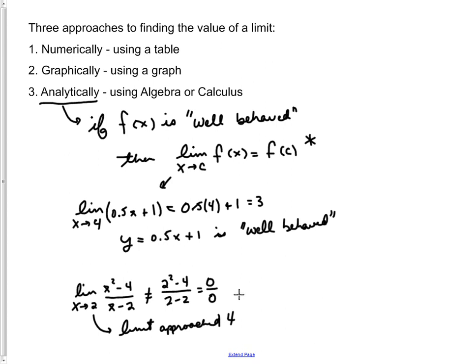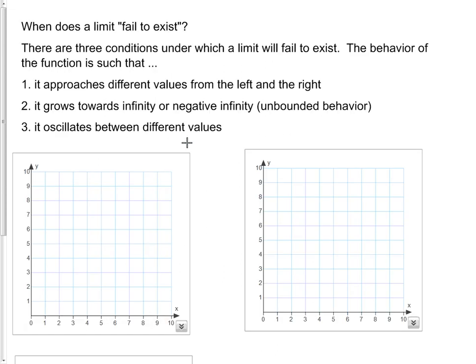Well, that's one of the techniques that we're going to learn in the next section. How do we actually do that? For right now, we're going to stick with the fact that we can deal with it this way. There are some cases where a limit will fail to exist. For example, if we have a certain function that approaches different values from the left and the right, say we have a piecewise function that does weird things.